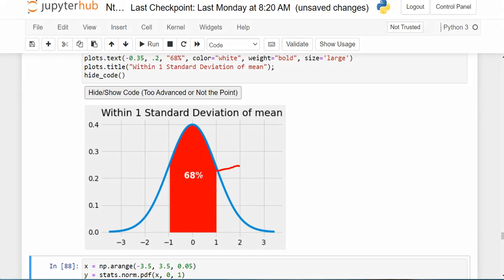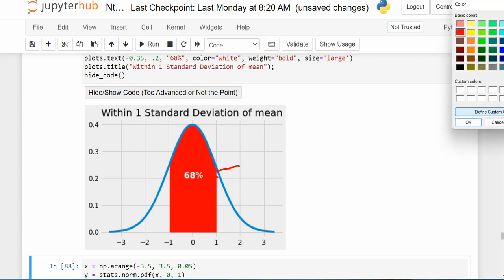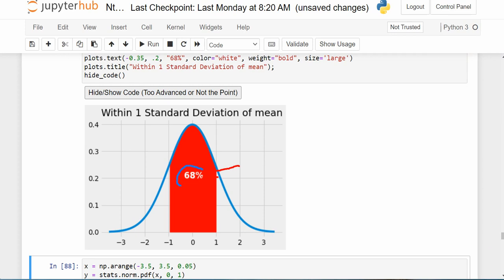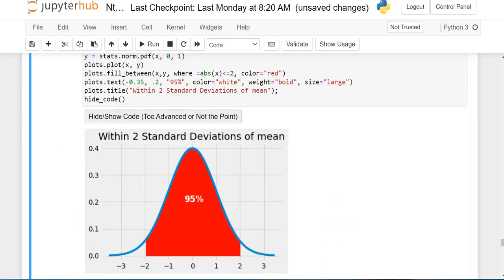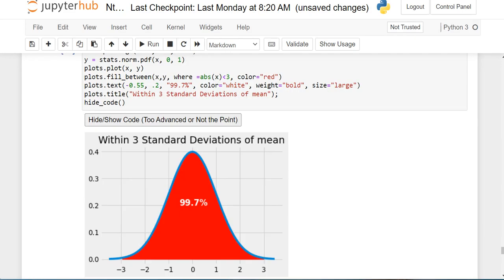You can't see because my cursor is in red, so if I change it to blue, maybe you can see if I circle the 68%. And then this is for two standard deviations. Again, it's just a calculation, and we're having the computer estimate this within two standard deviations of the mean. And there you go. It calculates that 95% of the scores fall within two standard deviations of the mean. And here's the one within three standard deviations of the mean, for 99.7%. So that's the empirical rule.